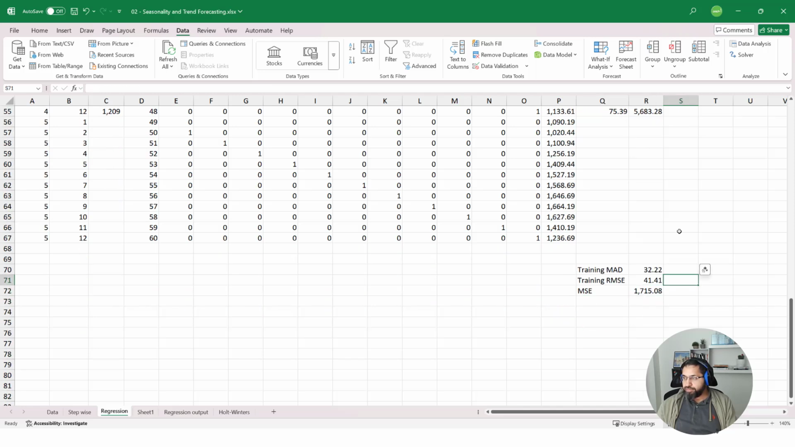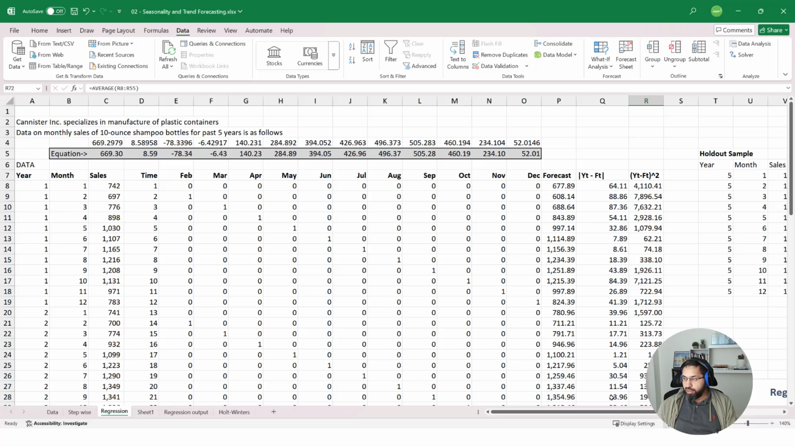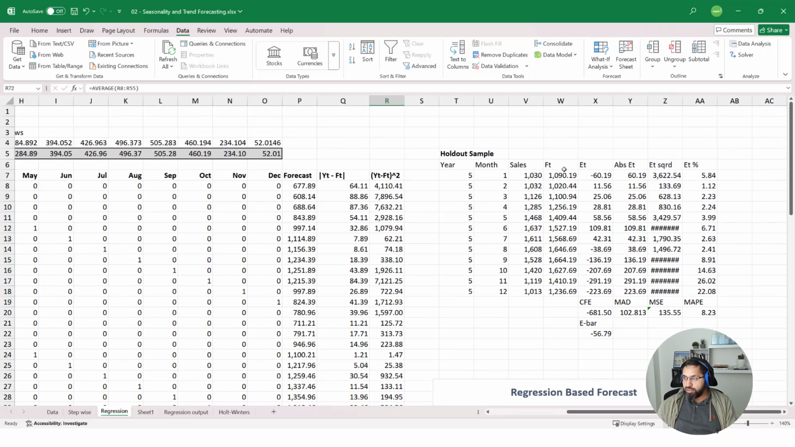Okay. So MAD, root mean square value, which is the mean square value square root, or just the raw mean squared value. So I can get this error. Now I can do the same thing to develop a forecast for the 5th year, which was being held out. I'll do the same thing.